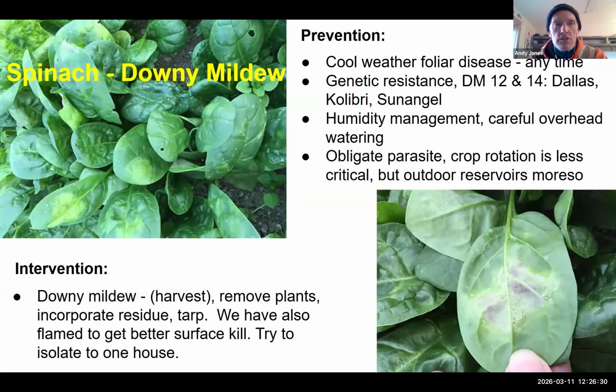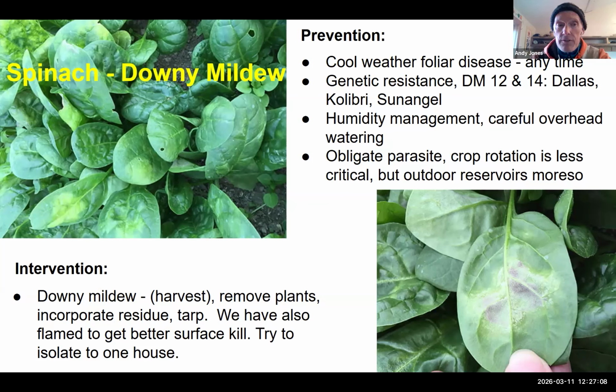Our real disease issue in spinach is downy mildew, which Anne spoke a little bit about. For us, it's really a cool weather disease. It can happen anytime from the later fall into the winter and into the early spring. For us, genetic resistance is really the key thing, since organic sprays haven't really worked very well. To get really good coverage, to keep them covered, and to not have stuff on there that you don't want to eat, it's a lot easier to go with genetic resistance.